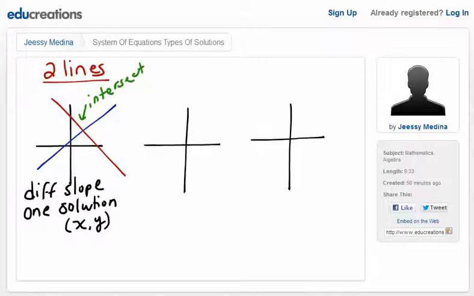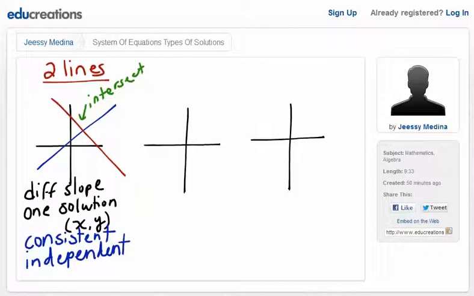Now the thing about this system is that we're going to say that this system is consistent because there's a solution that exists, and it is independent, which means the equations do not depend upon one another. Okay?